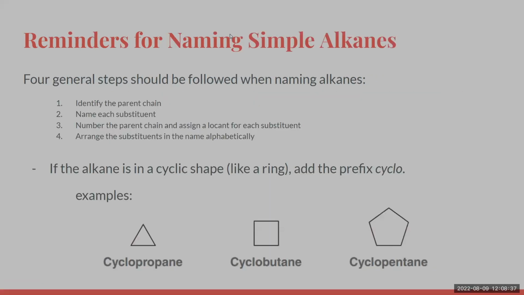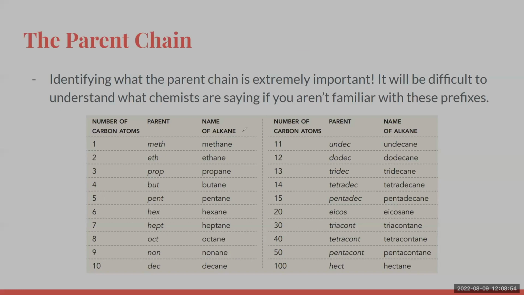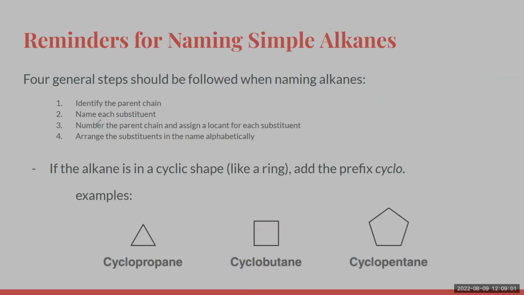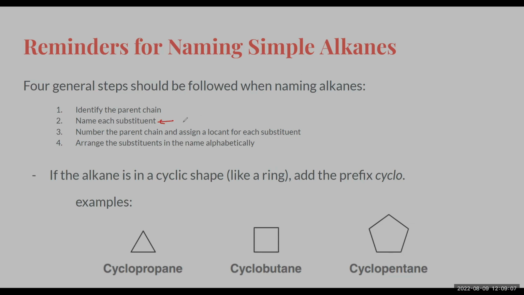So some general reminders for naming simple alkanes. You'll want to follow 4 general steps whenever you want to name a simple alkane. First, you're going to want to identify the parent chain. If you go back to our previous slide, the parent chain is just going to be the longest possible carbon chain that goes uninterrupted. Then you would want to name each substituent. A substituent would be anything that is attached to the parent chain.